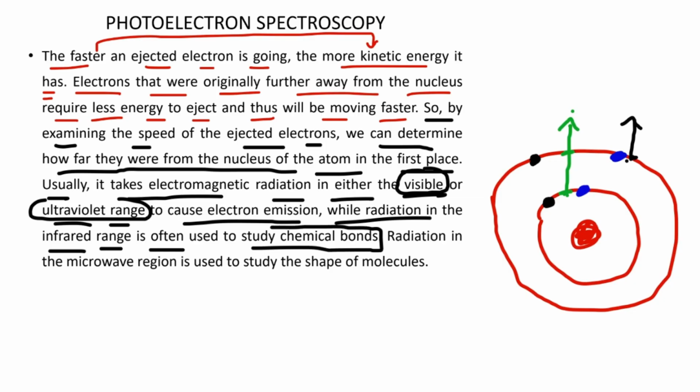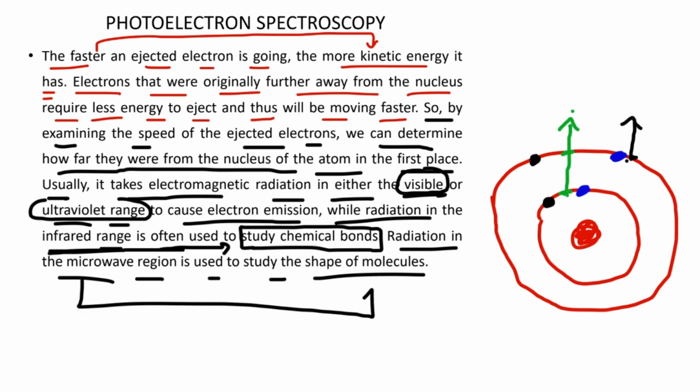Again, what do we need? The infrared range of electromagnetic radiation will be used to study the chemical bonds. Radiation in the microwave region is used to study the shape of the molecule. Again, the radiation in the microwave region will be used to study the shape of molecules.